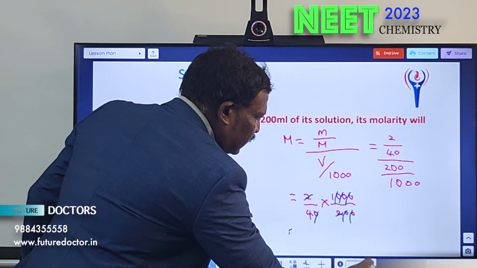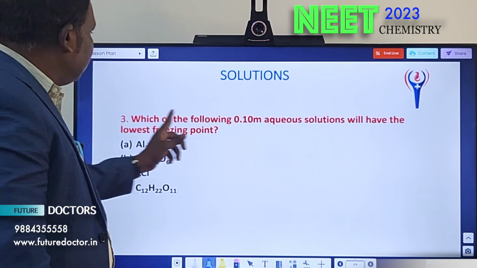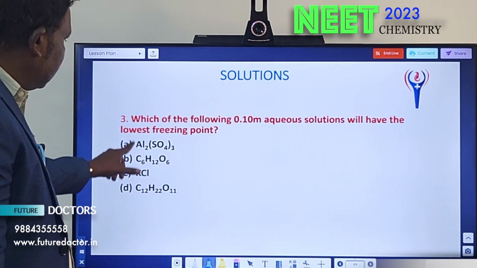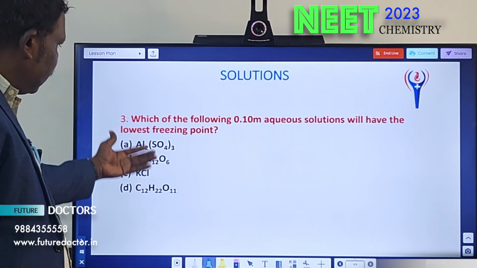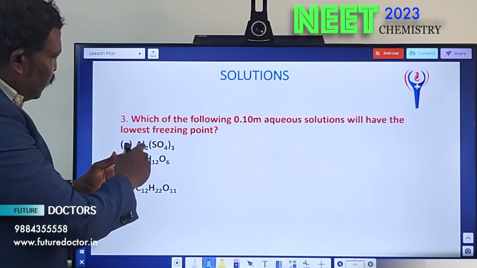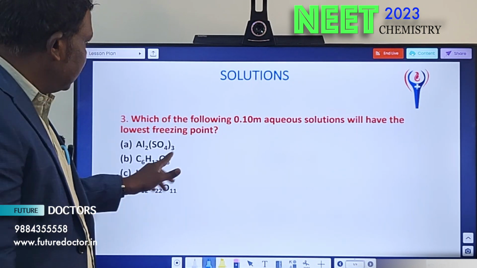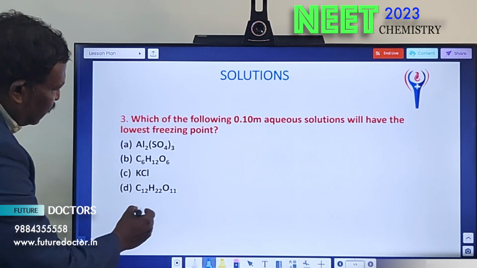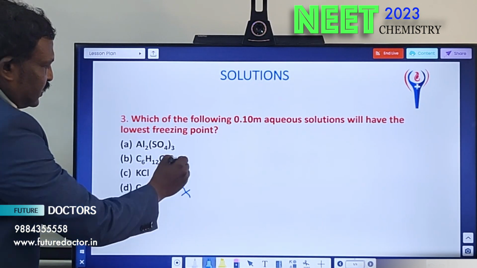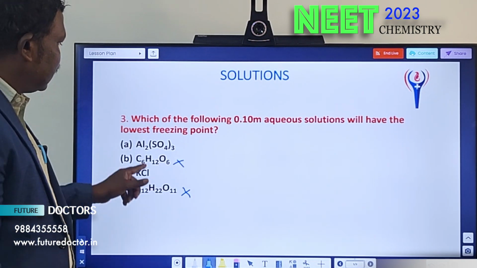Next one. Which of the following 0.10 molality aqueous solutions will have the lowest freezing point? That's the question. They have given so many electrolytes, such as aluminum sulfate. As the number of ions increases, the freezing point decreases. Just keep in mind, first of all, you should know which are not electrolytes. Only inorganic salts act as electrolytes.